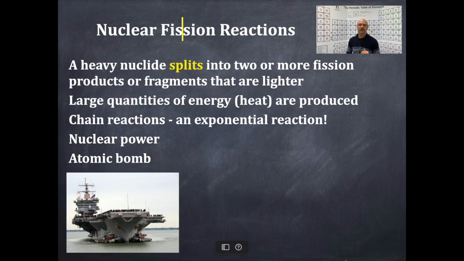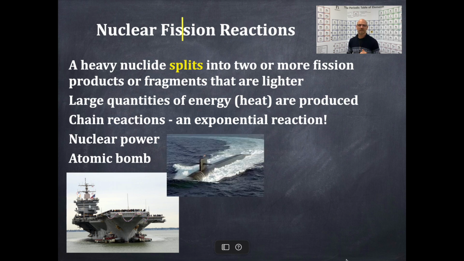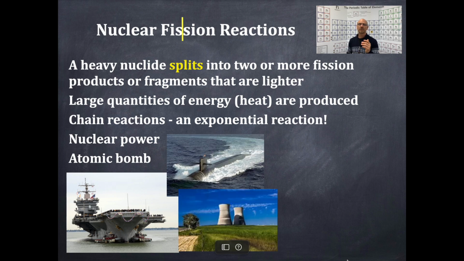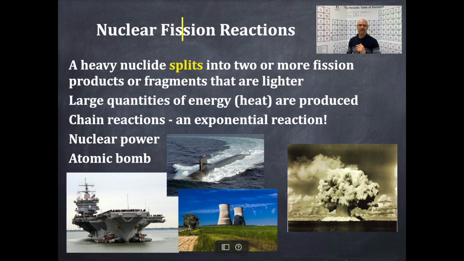This is a nuclear aircraft carrier. It runs via this fission process. This is a nuclear submarine that runs via this process. These are nuclear reactors. They run via this same process. And that's an atomic bomb, and that's an uncontrolled reaction, right? In the nuclear aircraft carrier, the nuclear submarine, and the nuclear power plant, those are all controlled reactions.